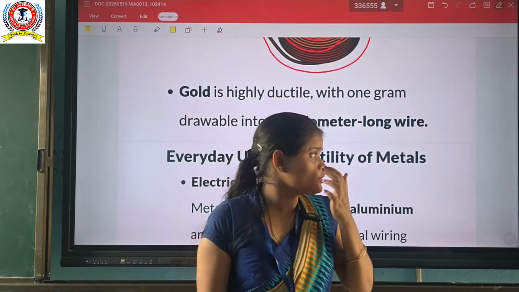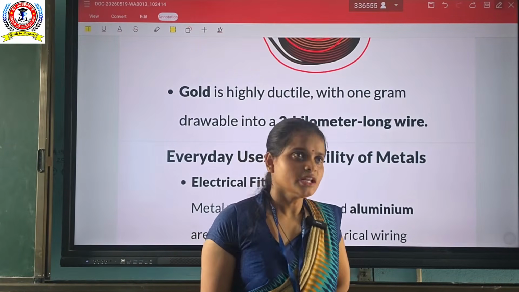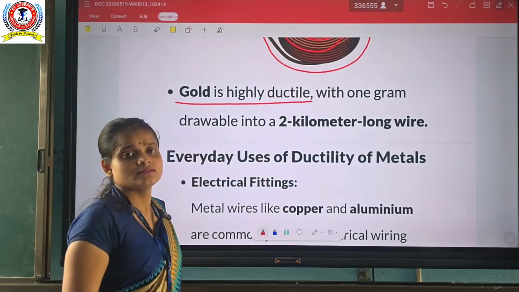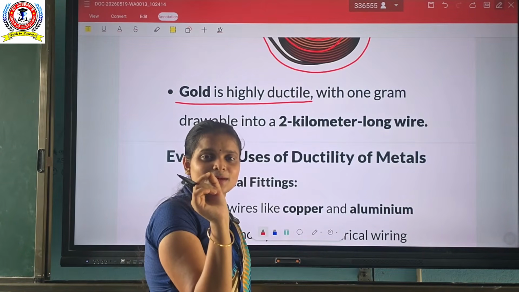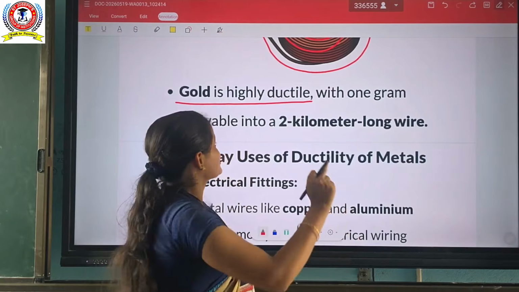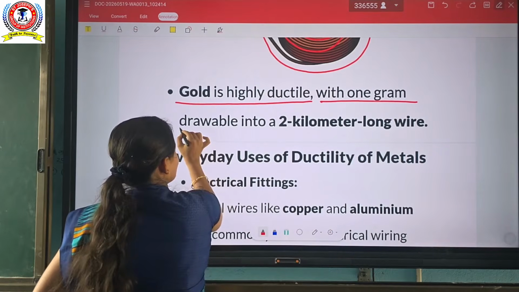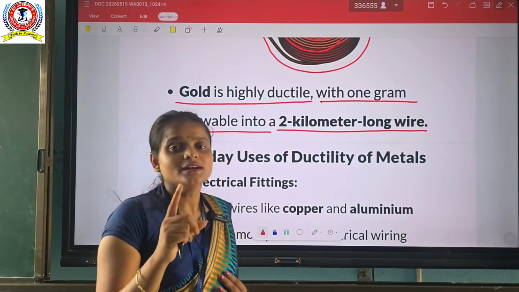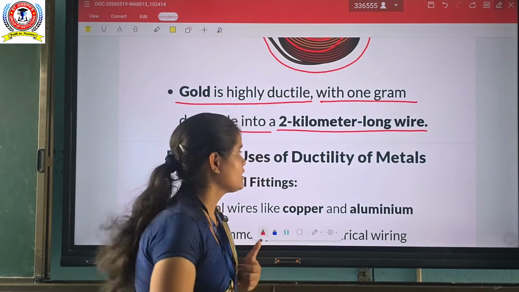A question that can come in your paper: which metal has high ductility? Tell me. We know that gold has high ductility. कितना छोटा छोटा सब बनता है ना आपका डिजाइन सब इयरिंग्स में, आपके बैंगल्स में, आपके नेकलेस में. So high ductility is seen in gold. 1 gram is drawable into 2 kilometer long wire. 1 gram gold से आप 2 kilometer तक wire आप बना सकते हो. They have stretching properties. Okay, they have ductility.